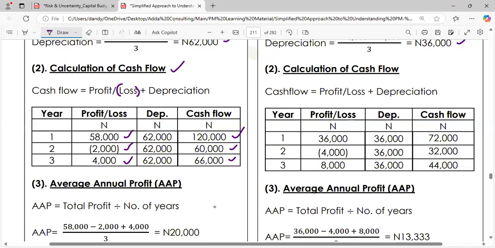The profit given for the first year for project B is 36,000. You are given a loss of 4,000 for year 2, and a profit of 8,000 for year 3.